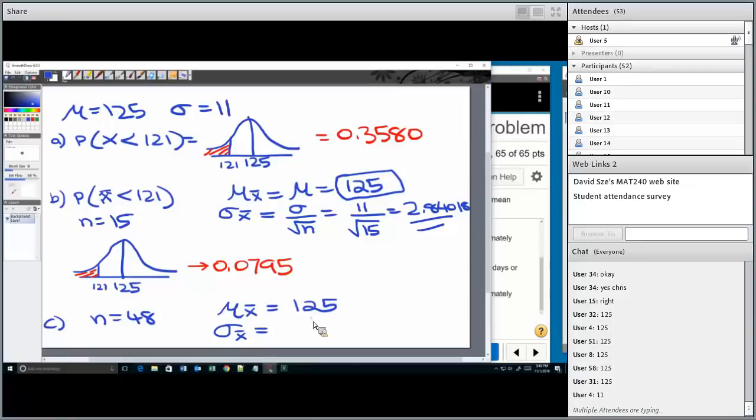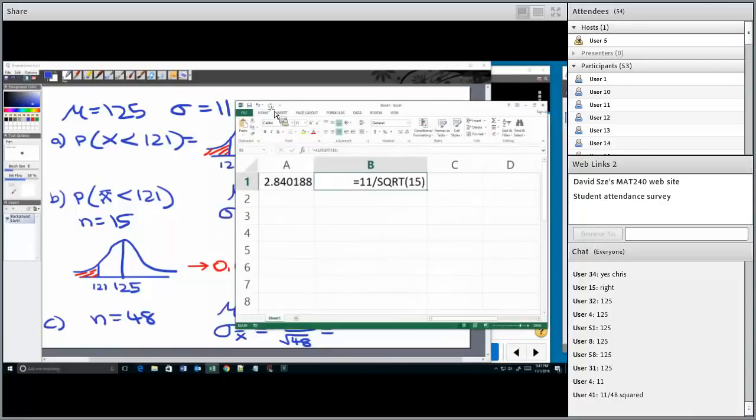Not just 11, Angie. Not just 11. Yes, 11 over square root of 48. Very good. I take the original 11. Here's the formula: 11 divided by square root of 48, because that's my new n now. Okay, and so let's calculate that.